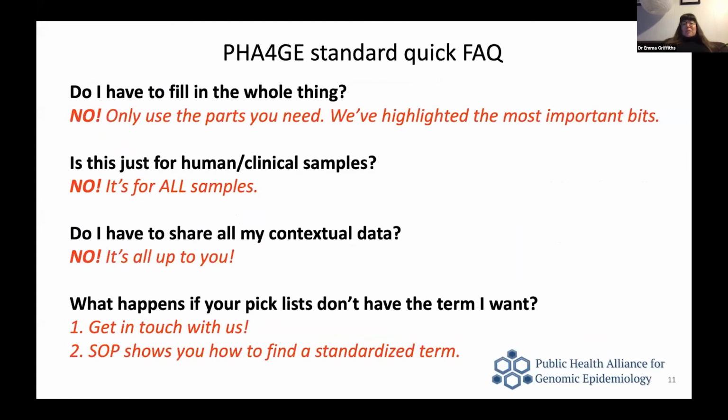Okay, so now some rapid fire quick facts. We've already discussed this a little bit. Do you have to use the entire collection template? No, you do not. You only have to use the parts that you need, and we've highlighted the most important bits for you in yellow. Is this standard just for human and clinical samples? No, it's for all the samples. So if you're doing environmental sampling, if you are looking at different hosts like bats, pangolins, cats, dogs, cows, whatever, we've got you covered. So it's for all the samples.